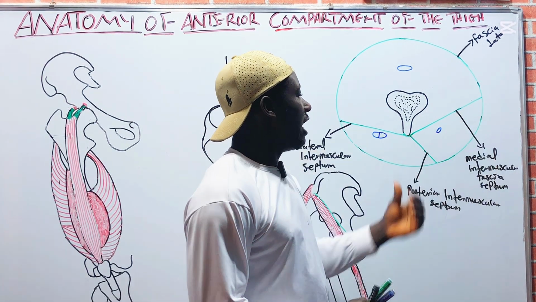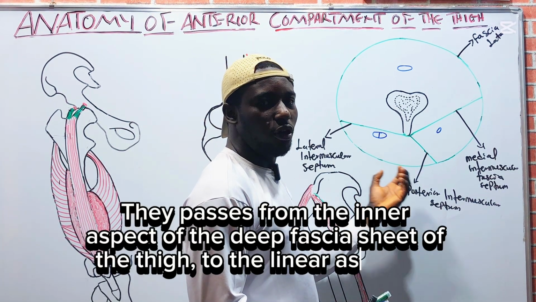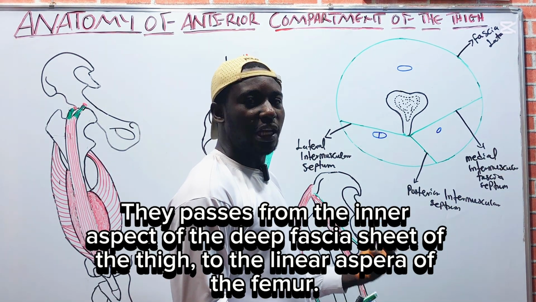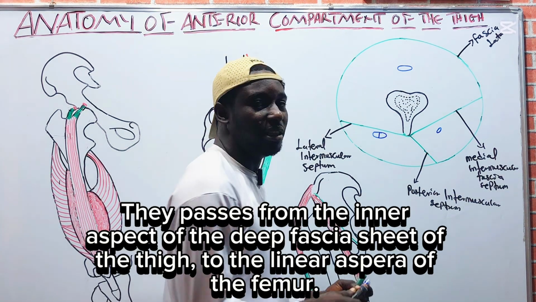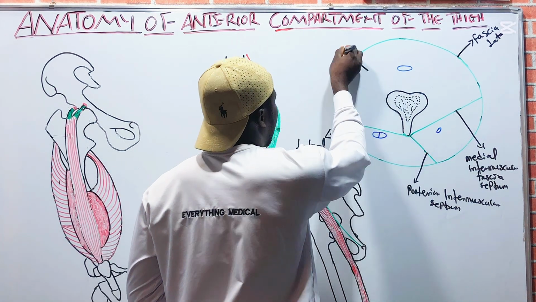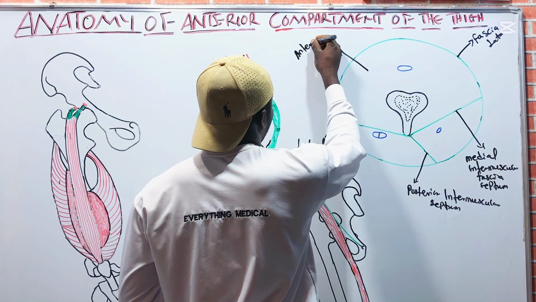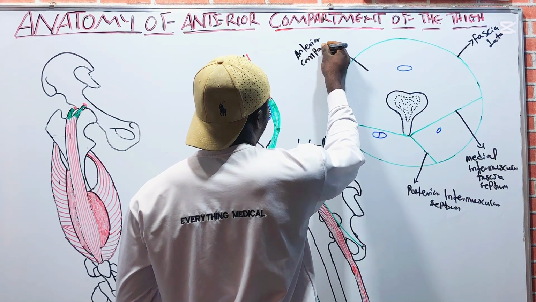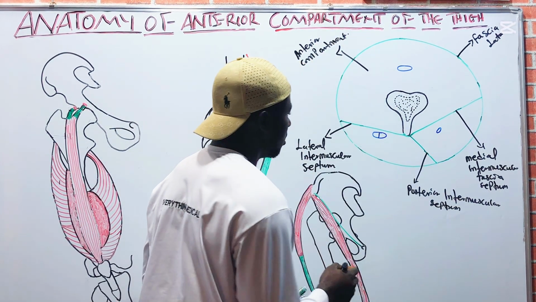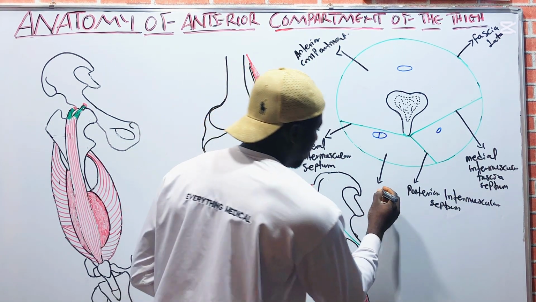These three intermuscular septa extend inward. They pass from the inner aspect of the deep fascial sheet of the thigh to the linea aspera of the femur to compartmentalize the thigh into three compartments. Right in this space is the anterior compartment of the thigh. Anterior compartment. While this space indicates the posterior compartment.